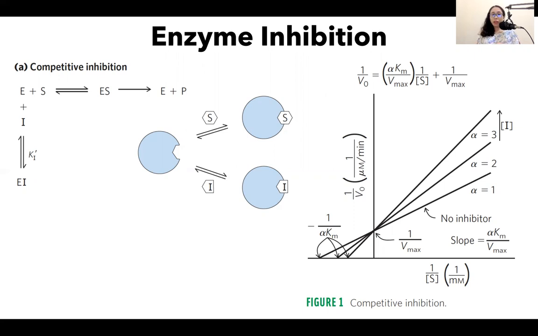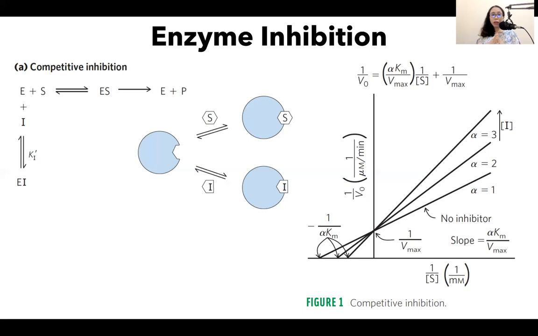That is why there is a factor here, alpha factor, multiplied to the Michaelis-Menten constant. So this is to account for the apparent affinity of the substrate to the enzyme in the presence of the inhibitor. Now, your maximum initial velocity is not affected.